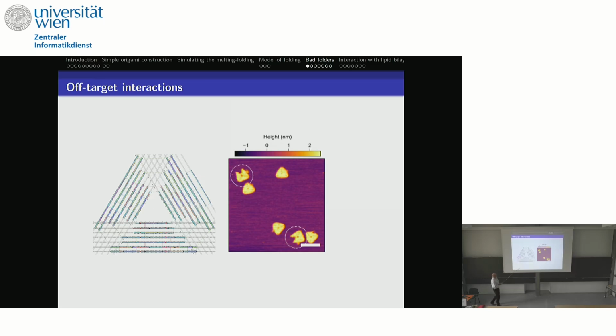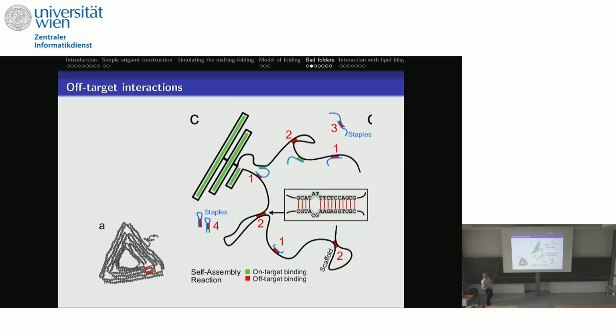So this is a particular origami. This is a flat triangle. These are the 3 sides of the triangle, and these are AFM images. You can see that in many cases, the origami is well folded, but in some cases, you have the opening of one of the sides. So the question is, can we push the algorithm of the description of the folding so that you don't get any triangles, or it's very hard to get triangles? For that, I need to introduce the notion of off-target interaction.